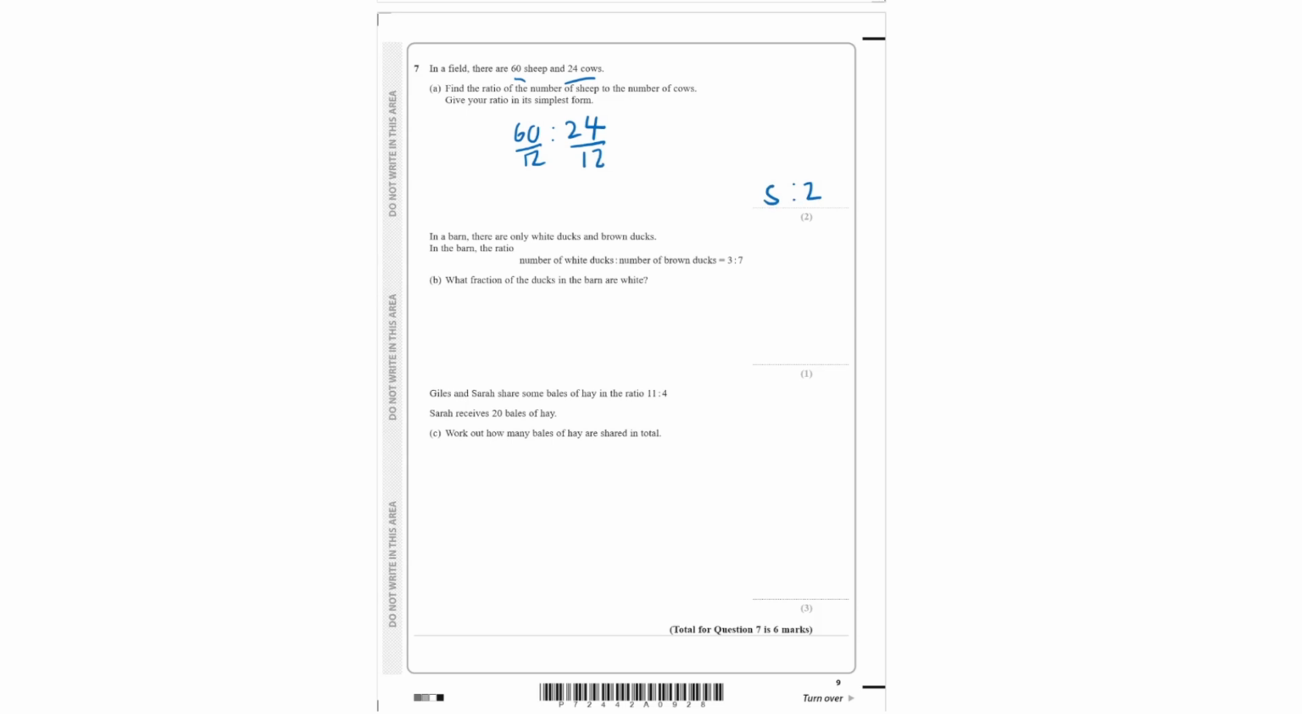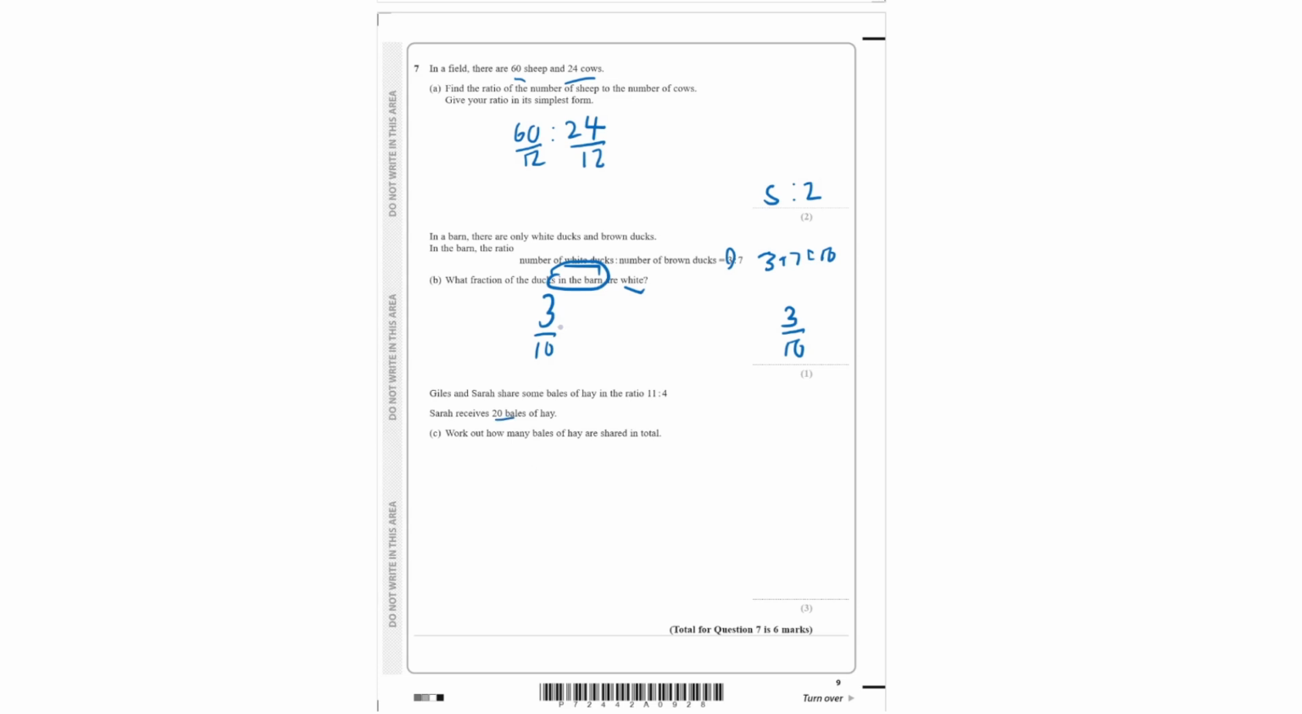In a barn, there are only white ducks and brown ducks. In the barn, the ratio of white ducks to brown ducks is 3:7. What fraction of the ducks in the barn is white? So we know that white is 3, and we want the fraction of ducks in the whole barn. So we have to find the total. So 3 plus 7 is equal to 10. So we simply write here 10. Our fraction is 3/10.